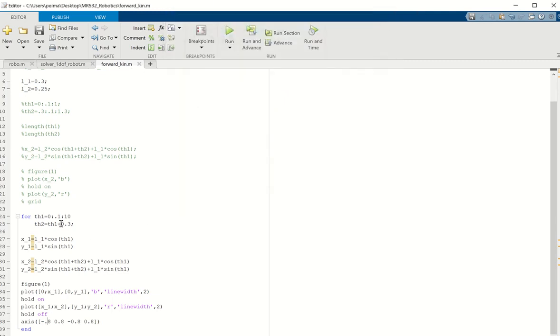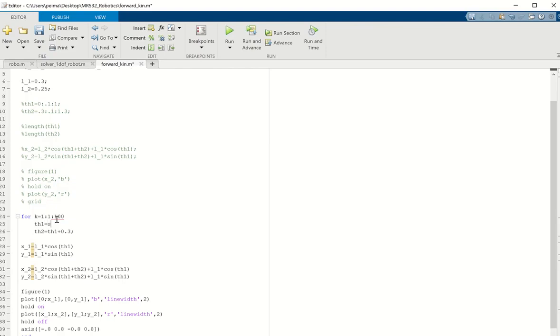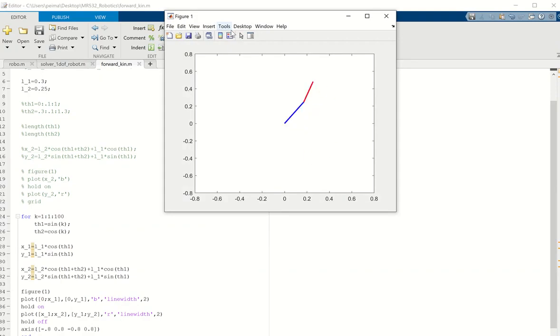Or you can say simply, for a counter of 1 to 100, theta 1 is sine of that counter, and theta 2 is cosine of that counter. Let us see what's happening, guys. Here we go. The robot is crazy, it's working at the same time. That's right, because we are moving with sine and cosine.